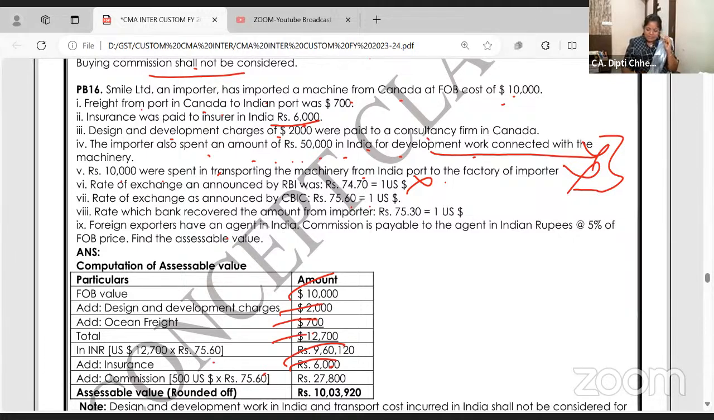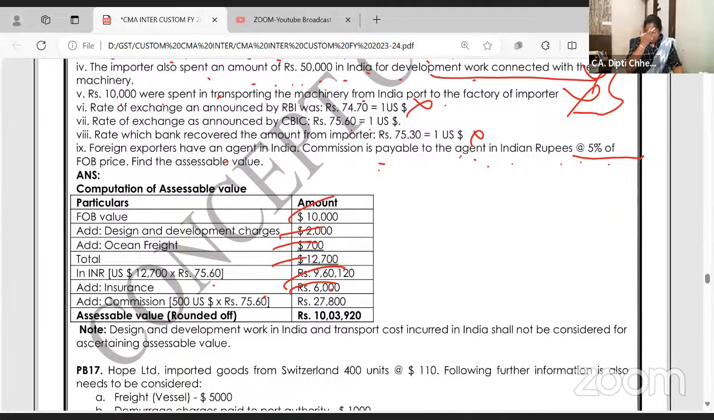Now foreign exporters have an agent in India. This also you don't have to consider. Commission is payable to the agent in rupees. 5% of the FOB. We will pay commission at 5% of the FOB.